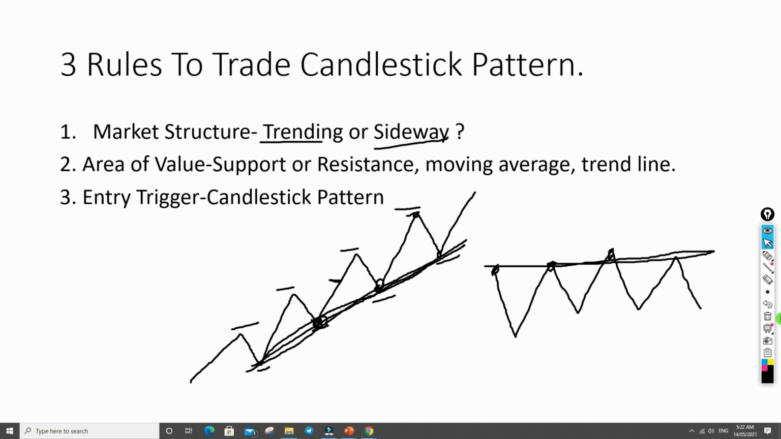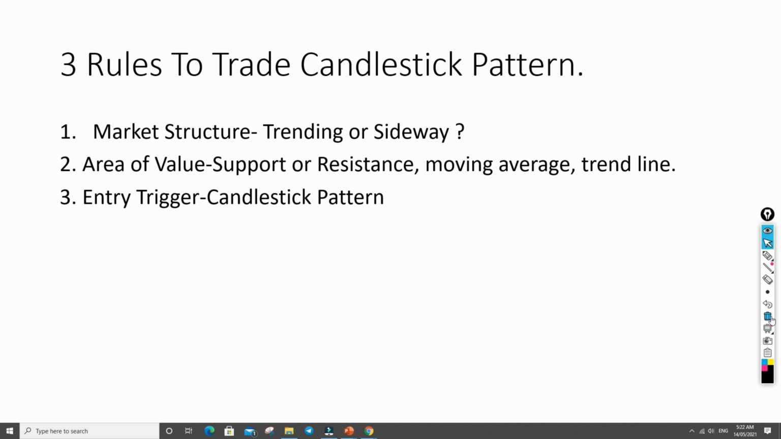The third rule that you have to know is the entry trigger. When you have found the market structure and the area of value, the next thing you have to find is the entry trigger, or the candlestick patterns that we have learned so far. For the market structure and area of value, you can watch the other video that I have linked here, so that you know what an area of value is and where you need to be to find a trading opportunity.